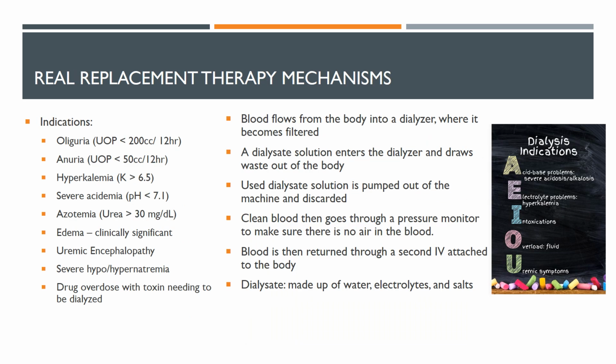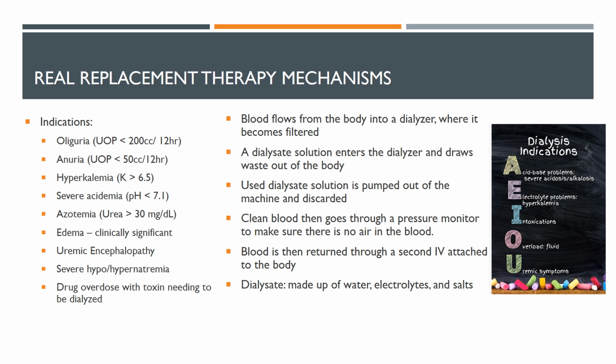Renal replacement therapy mechanisms. First, we're going to discuss indications. So the most known acronym is AEIOU. So A stands for acid-base problems, E, electrolyte problems, I, intoxications, O for overload of fluid, and U for uremic symptoms. On the left-hand side of the page, I have a list of different indications that you can read through. But how does renal replacement work?